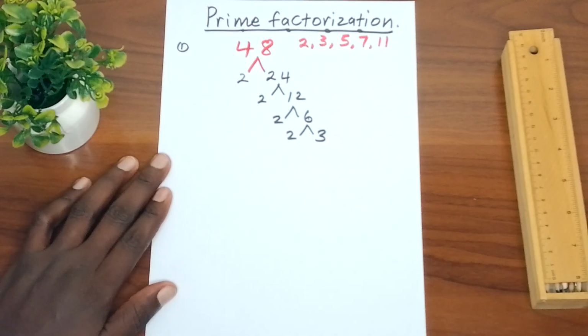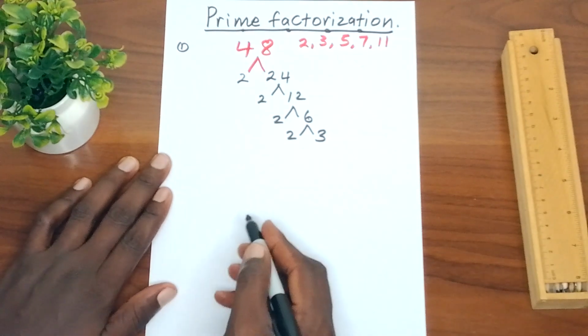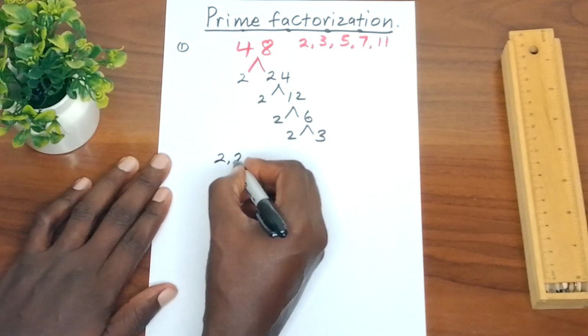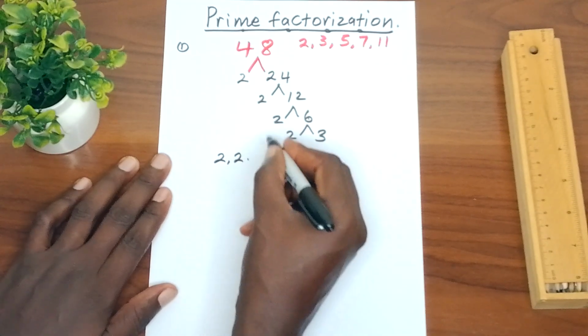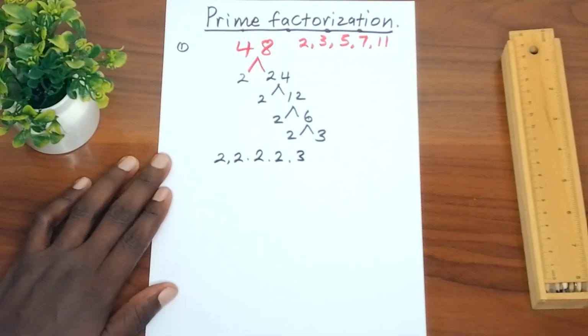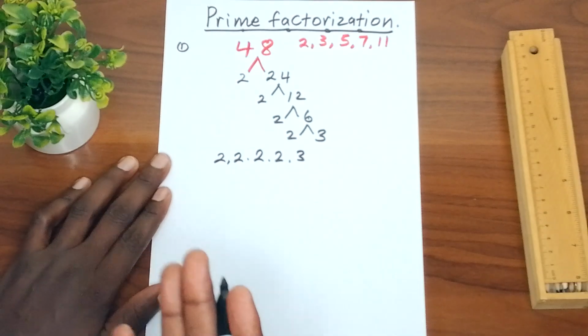We cannot use 6 because 6 is a composite number. It has more than 2 factors. So we use numbers that have only 2 factors. Those are the prime numbers. So here we'll list the factors. We have 2, 2, 2, and then 3.